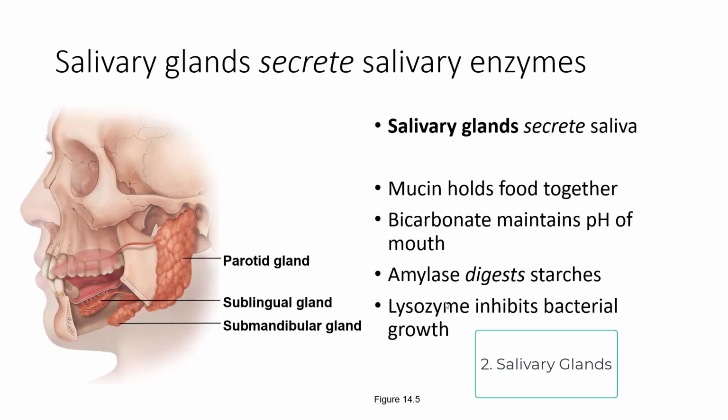There are salivary glands here that are secreting salivary enzymes. Saliva is a combination of water, mucin, bicarbonate, and the enzymes amylase and lysozyme. Amylase is digesting starches. If you want to, you can chew on a cracker, and after a while, it will begin to taste sweet as your body turns that starch into glucose. An enzyme called lysozyme inhibits bacterial growth in the mouth.